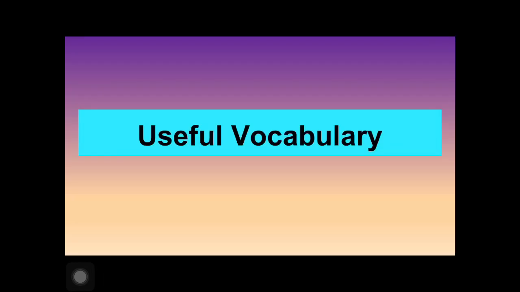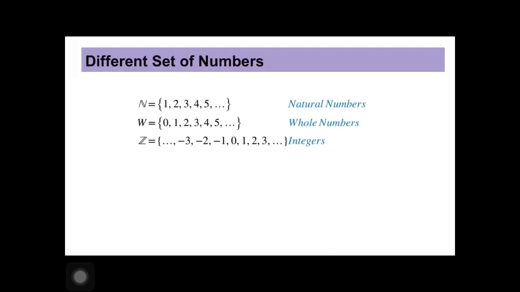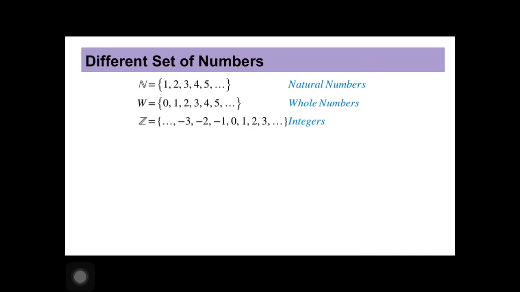Next, moving on. Useful vocabularies. What are the useful vocabularies that we need for this topic? We have the set of numbers. The first part is N for natural numbers. Natural numbers are also called counting numbers. Why? Because we start counting from 1. So natural numbers are also called counting numbers. Starts with 1, 2, 3, 4, 5, and so on.